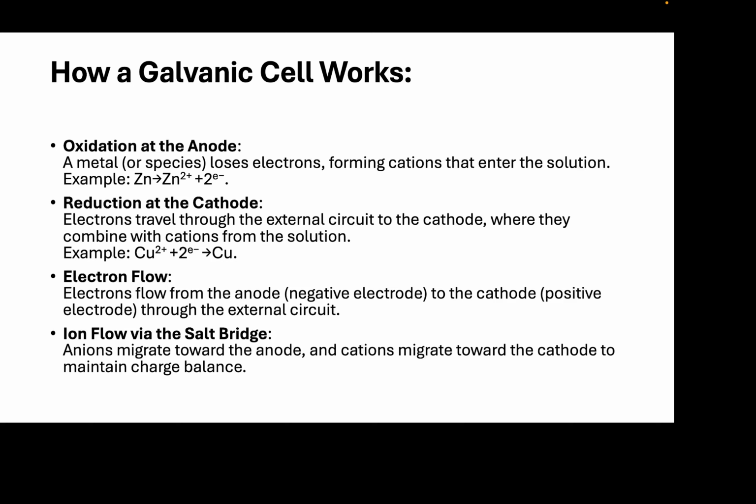Reduction at the cathode. Electrons travel through the external circuit to the cathode, where they combine with cations from the solution. Electron flow. Electrons flow from the anode, that is the negative electrode, to the cathode, that is the positive electrode, through the external circuit. Ions flow via the salt bridge. Anions migrate towards the anode and cations migrate towards the cathode to maintain charge balance.